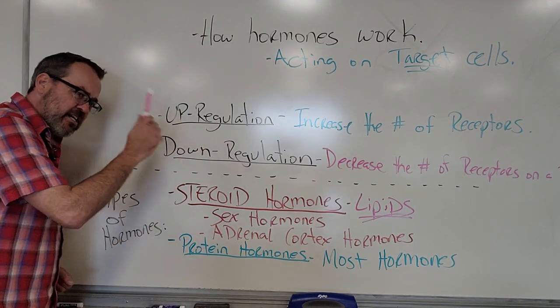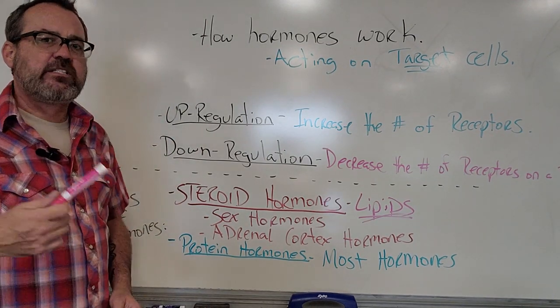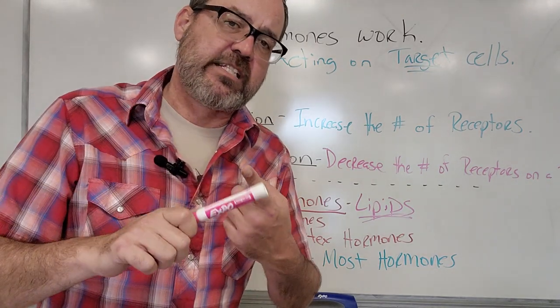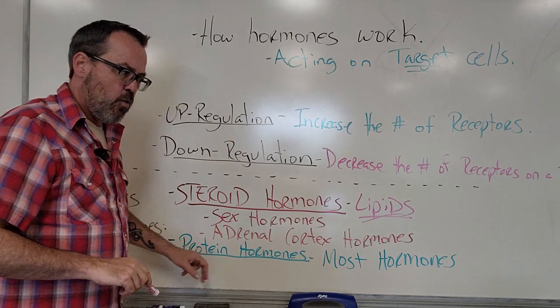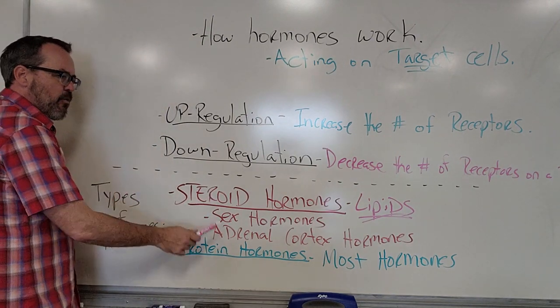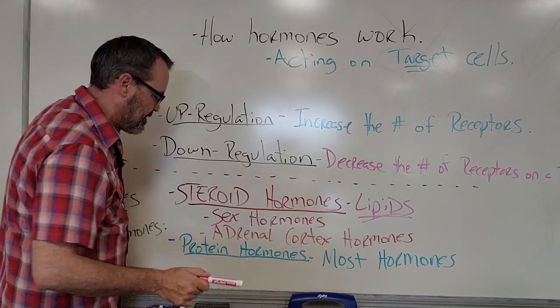So those are the main two categories of hormones we find in the body: steroid, which are lipids, and protein hormones. Don't get confused and think steroids are proteins. That is not the case.